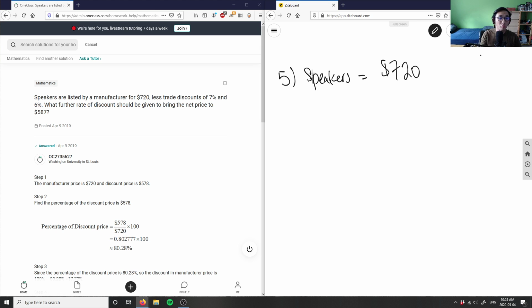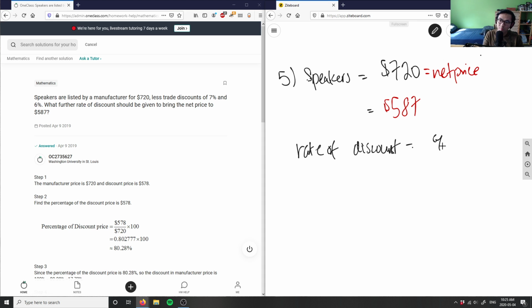So it says, which further rate of discount should be given to bring the net price. This here is also known as a net price. So I want basically another rate of discount to bring it down to $587. This here is my magic number, this is the goal. Then we have to calculate the rate of discount here, in percentage, and we don't know this, so we say it's X. I'll call this not the net price, but the final price here.